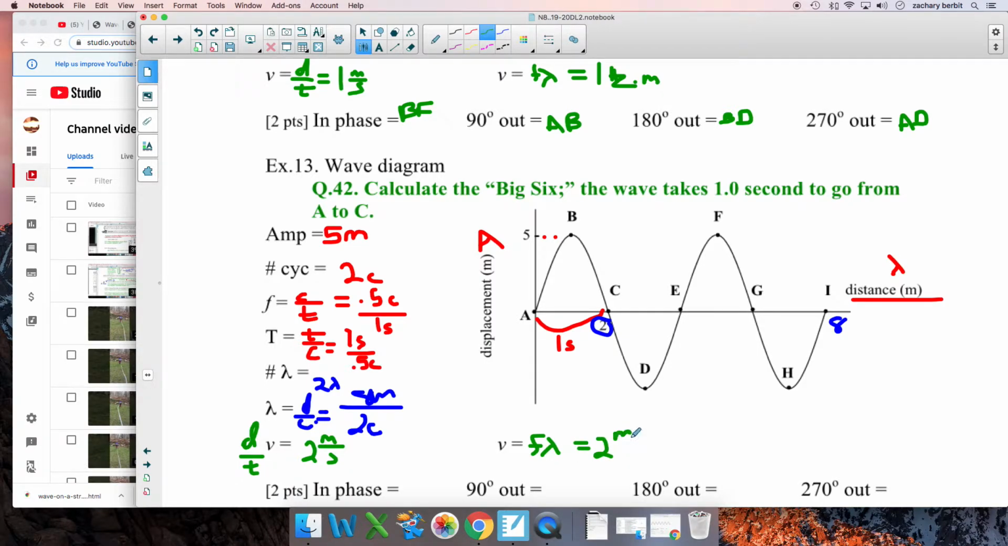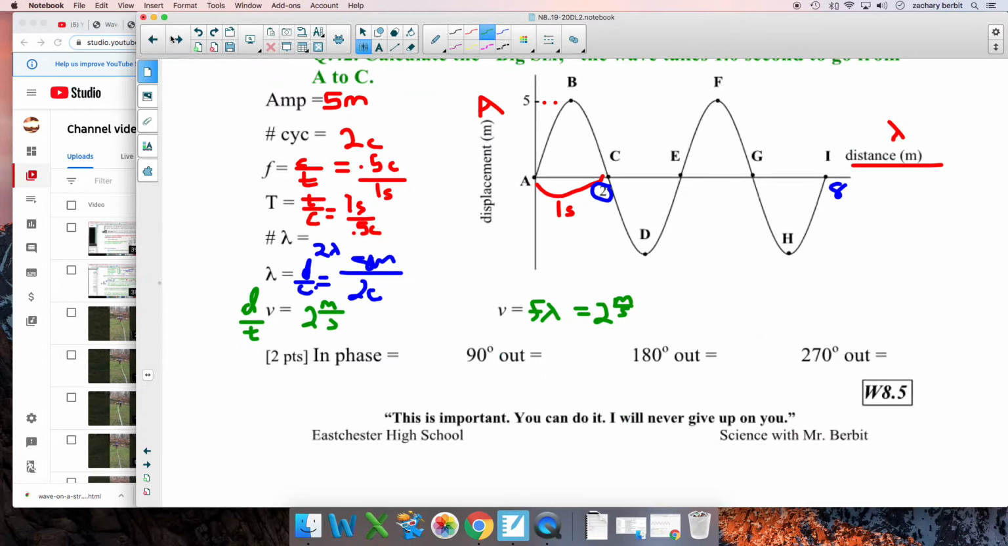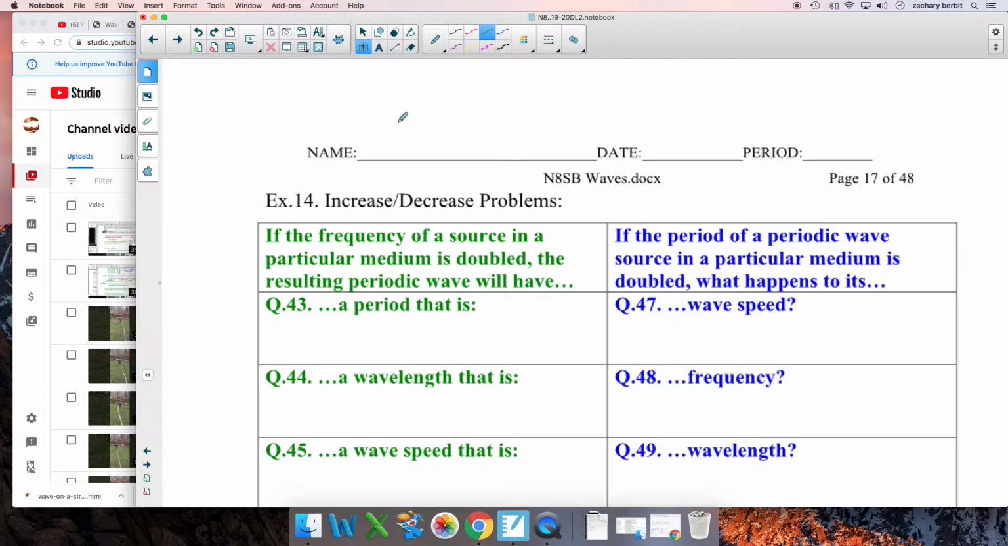All right, this is the same graphic as the one above, so the phasing answers will all be the same. All right, let's keep going over here. Increase, decrease, or relationship problems, as we like to call them. Relationship problems.